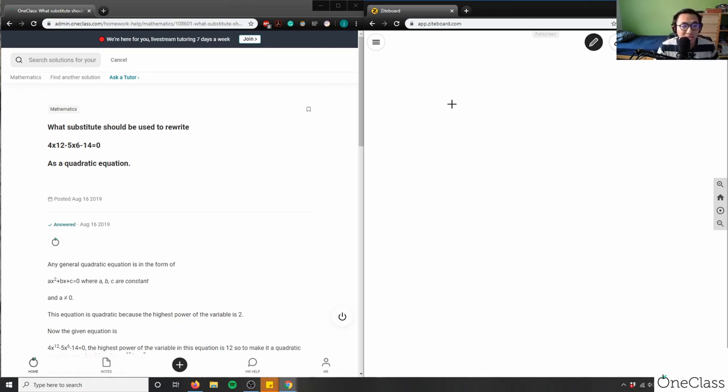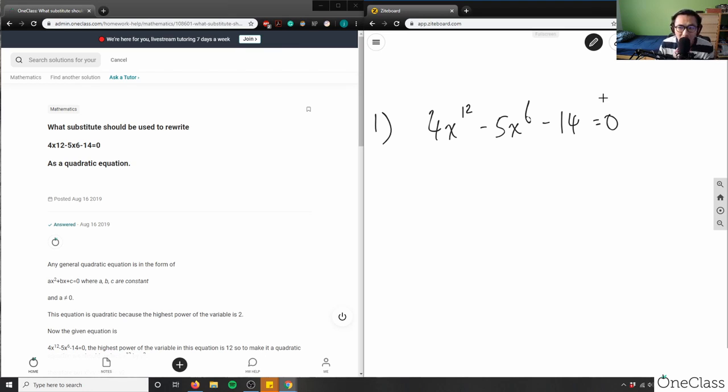There it is. What substitution should be used to rewrite 4x to the power of 12 minus 5x to the power of 6 minus 14 as a quadratic equation? This is number 1. So 4x to the power of 12 minus 5x to the power of 6 minus 14 equals 0. That's going to be my polynomial for my first question here.